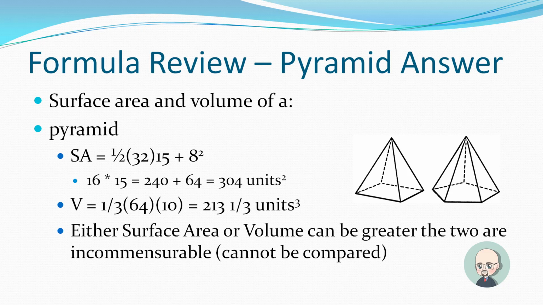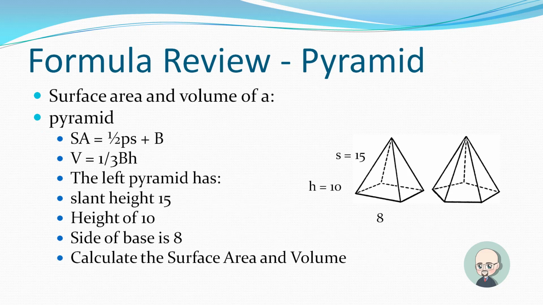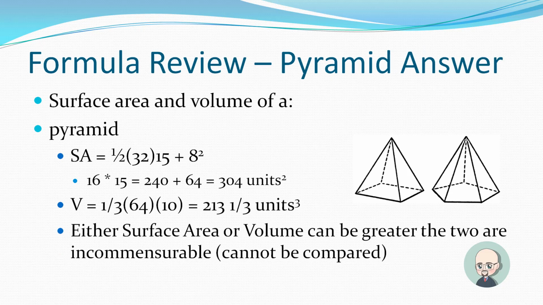Okay, and we multiply through the volume, 1/3 times 64 times 10. Remember, the volume is 1/3 the area of the base times the height. So we already figured out the area of the base was 64 times the height, which is 10. So 1/3 times 64 times 10, 213 and a third units. Either the surface area or the volume can be greater. The two are incommensurable. That means you can't compare them. So don't be too worried if your surface area is larger than your volume or your volume is larger than your surface area.